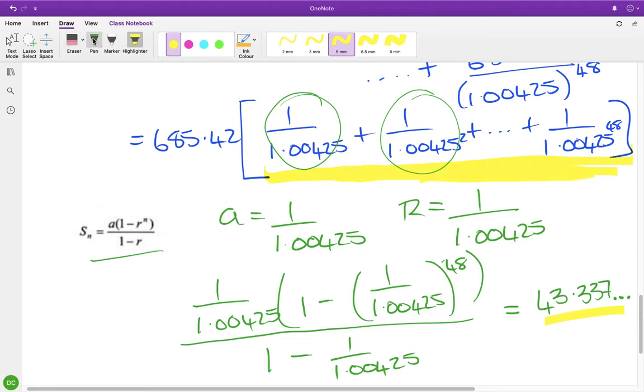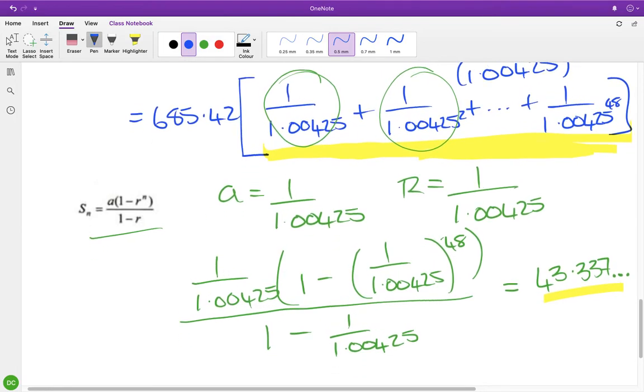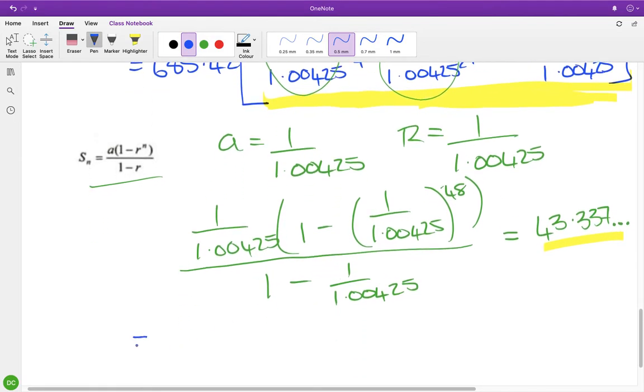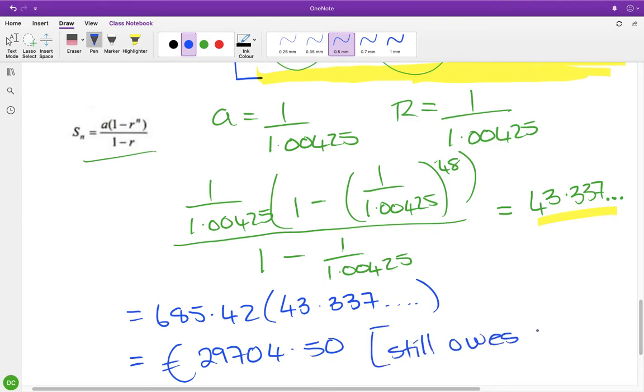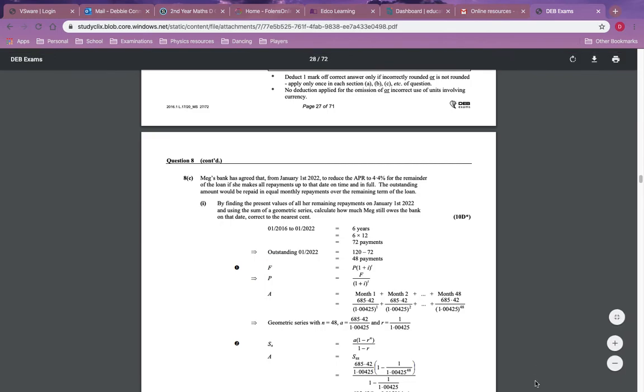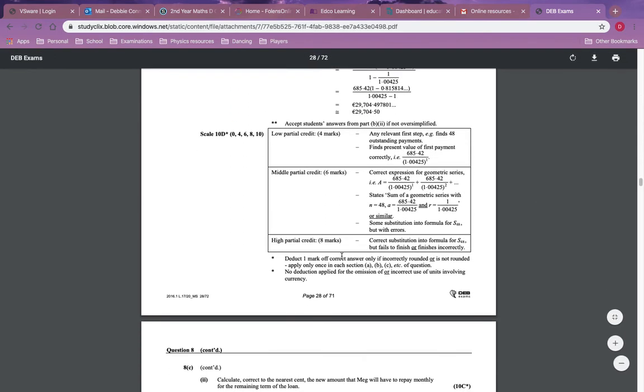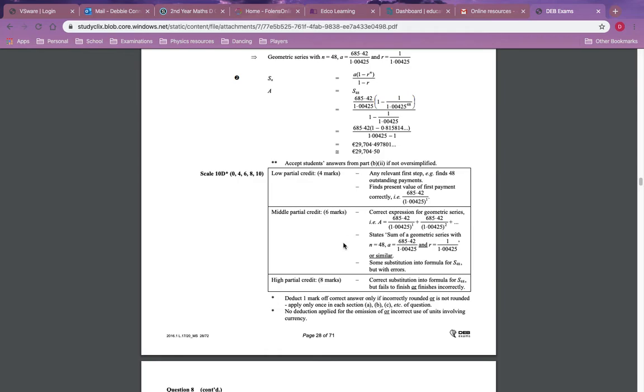Okay, so I can now go back and literally, instead of that bracket of mess, I just replace it with this number. So I'm doing 685.42, and I'm going to multiply it by this number, which I've kept in my calculator. And when you do that multiplication, you figure out that she still owes €29,704.50. That's what she still owes at the start of 2022. All right. So where are we now? Is that right? Yeah, there it is there. 29,704.50.